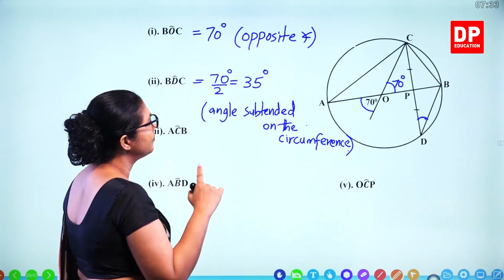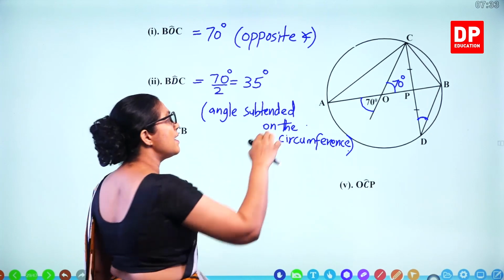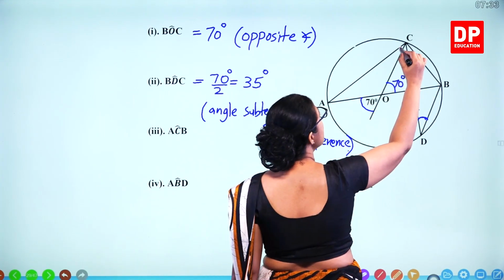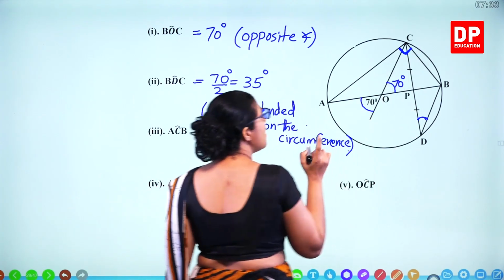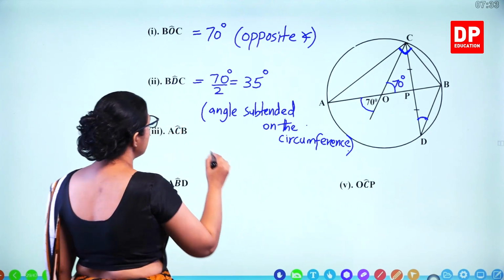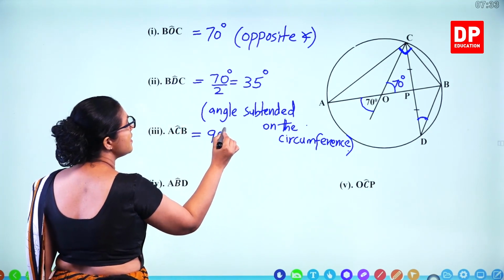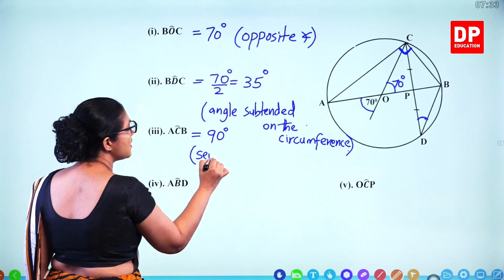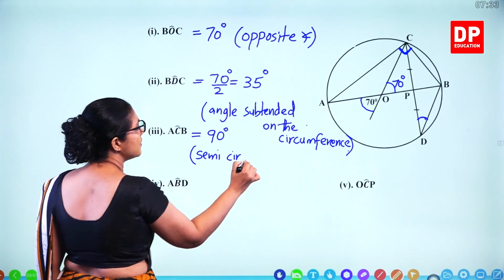ACB. That's easy. We know AB is the diameter. So what is this angle? That's 90 degrees. So you can write 90 degrees because of the semicircle angle.